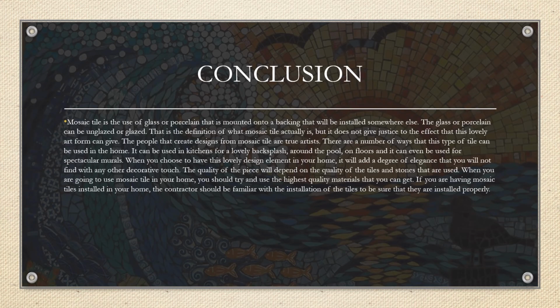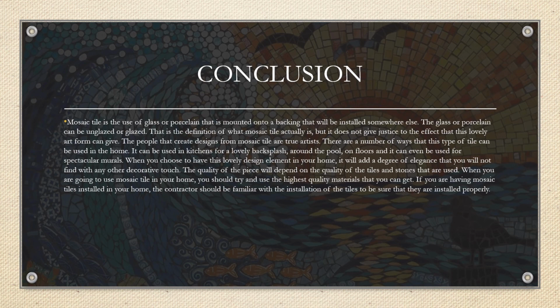Some conclusion. Mosaic tile is the use of glass or porcelain that is mounted onto a backing that will be installed somewhere else. The glass or porcelain can be unglazed or glazed. That is the definition of what mosaic tile actually is, but it does not do justice to the effect that this lovely art form can give. The people that create designs from mosaic tiles are true artists.